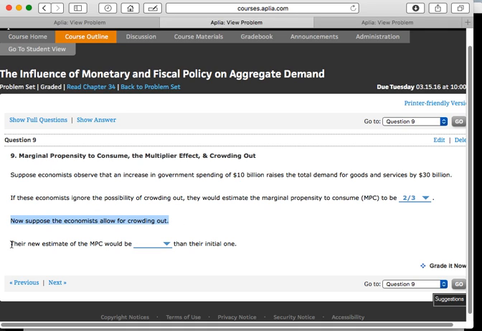Now would their new estimate of the marginal consumption be smaller or larger than their initial one? Well, if there is crowding out, and we went from 10 billion to 30 billion, it must have meant that without crowding out, we would have been at maybe 40 billion, 50 billion, 60 billion, something larger. So absent crowding out, the multiplier would have to be greater than 3.